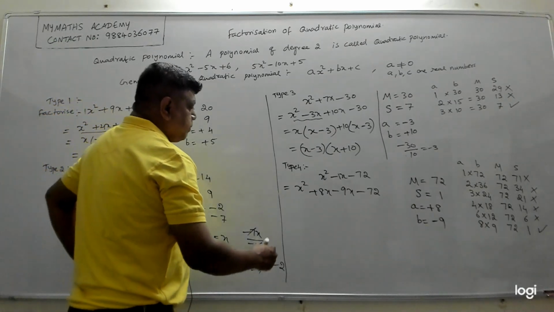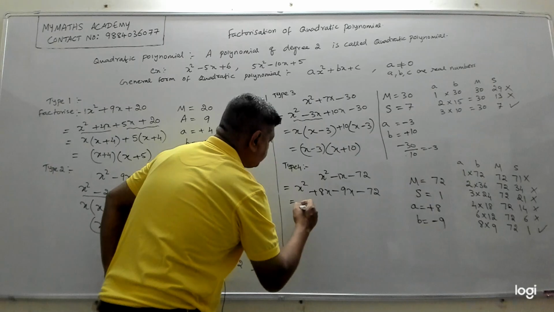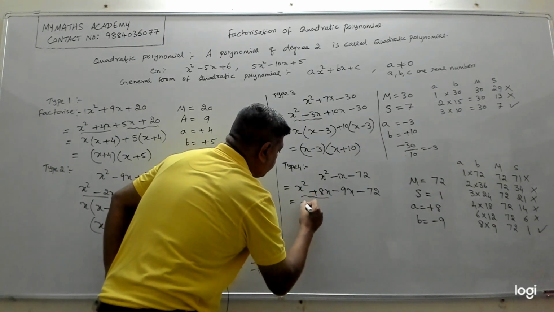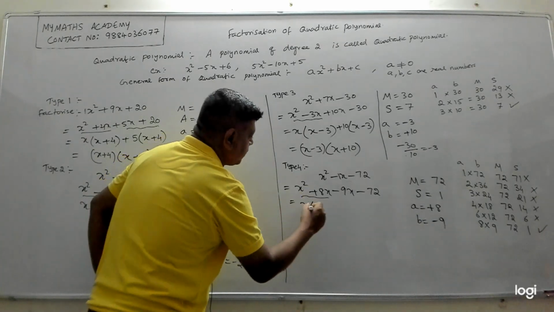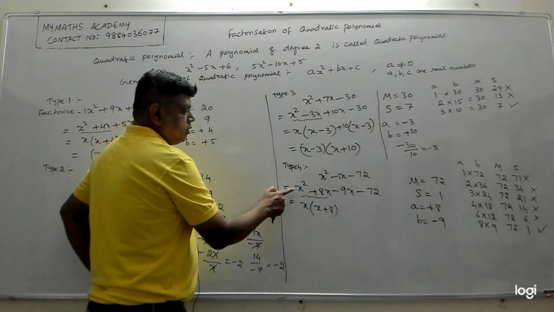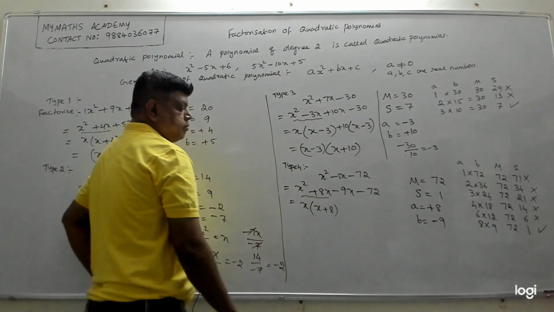Now we will take x common from these two terms. If I take x common, I will get x plus 8. Right? So x into x square, x into 8 is 8x.